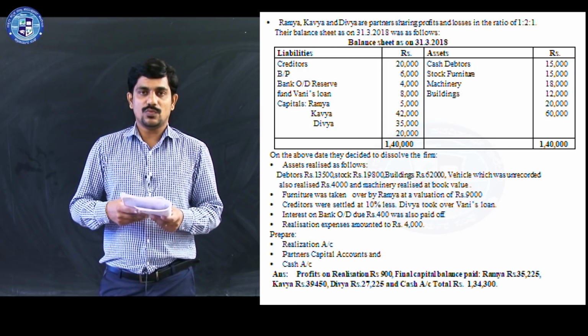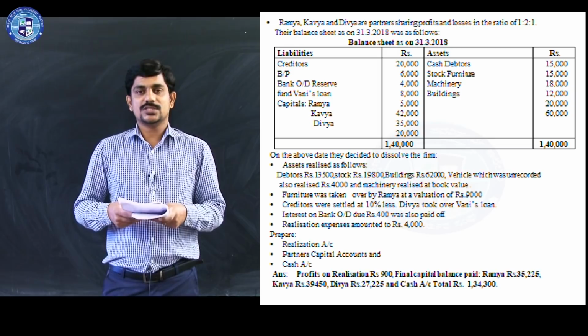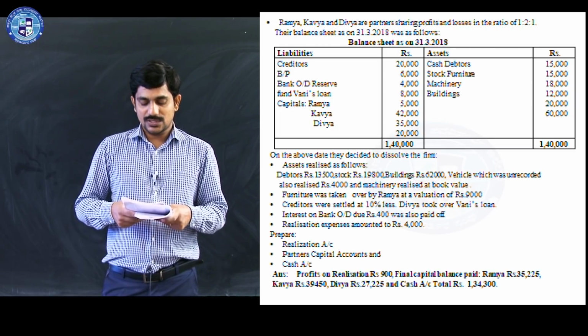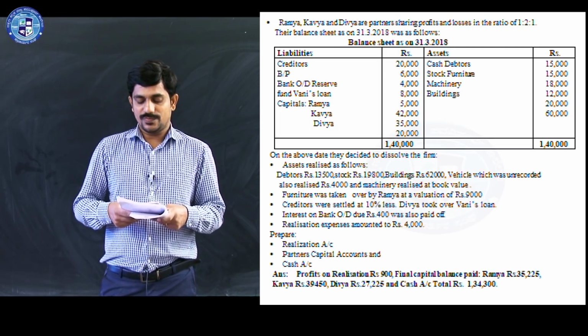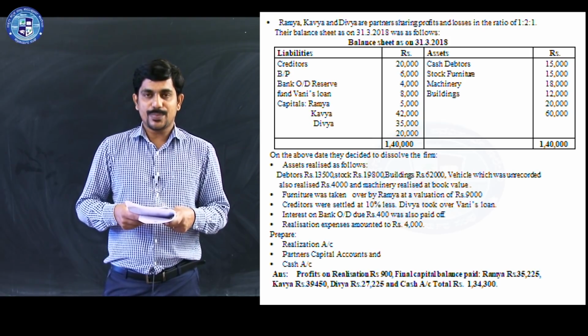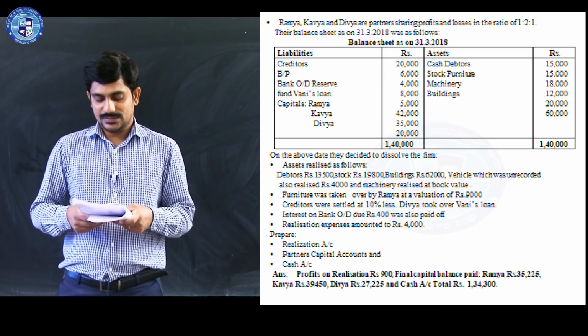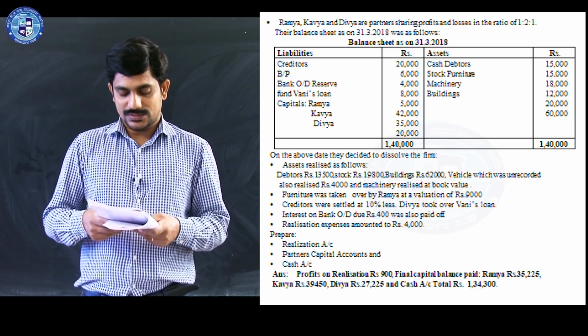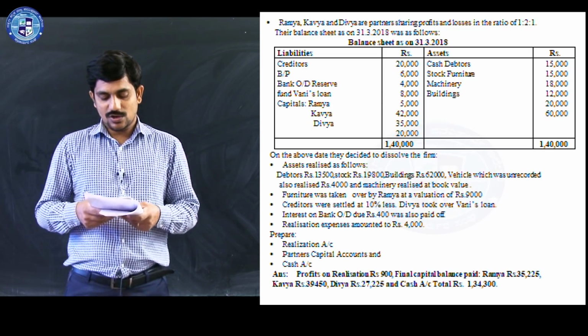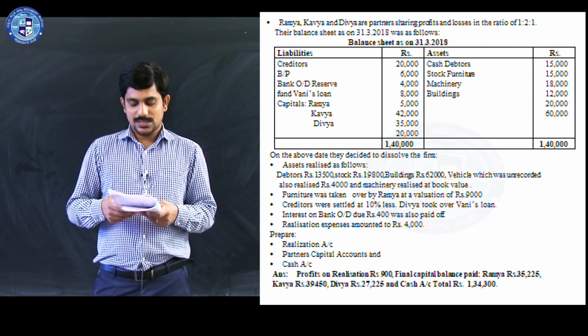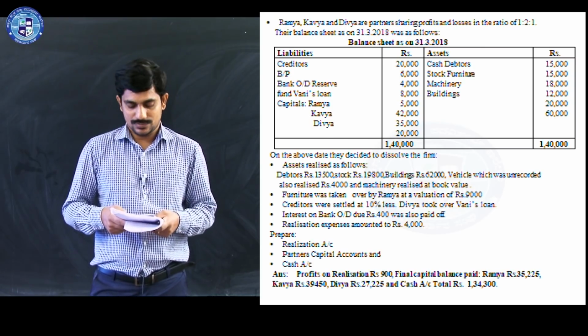Divya took over Vani's loan. Fourth adjustment: interest on bank overdraft due rupees 400 was also paid off. Last adjustment: realization expenses amounted to rupees 4,000. Prepare realization account, partners capital accounts and cash account.